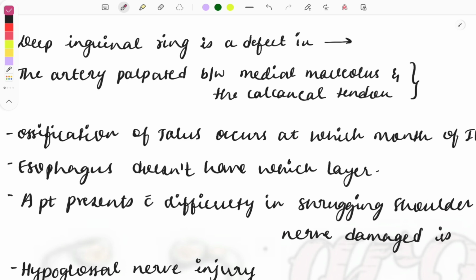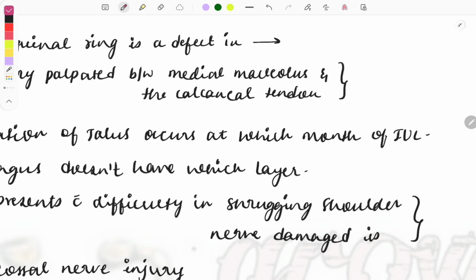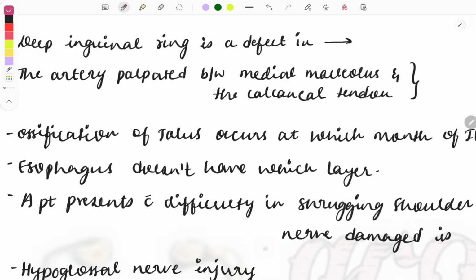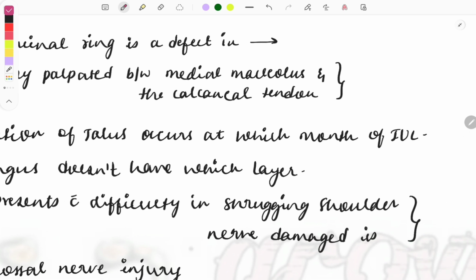Okay, so deep inguinal ring, this ring is seen due to defect in which structure? So defect in the fascia transversalis will be causing this deep inguinal ring. And from the deep inguinal ring, another important thing which you must remember is that there will be formation of the hernia. Inguinal hernia can be present if there are any other things associated with this. Okay, so defect in the fascia transversalis.